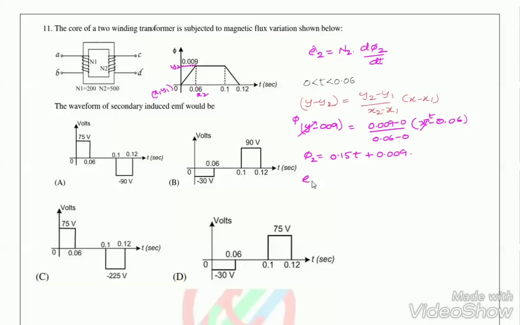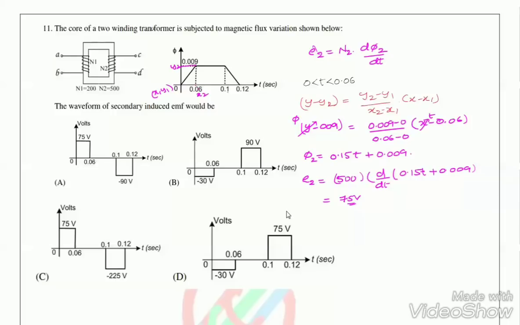Now if we substitute, E2 is equal to N2, which is 500, into d by dt of (0.15 t plus 0.009). This is a constant, so differentiation of a constant is 0, and d by dt of t is going to be 1. So 500 into 0.15 is 75 volts.